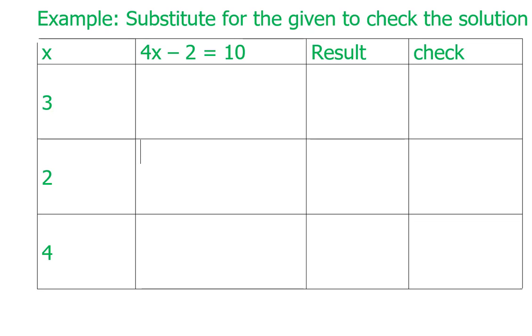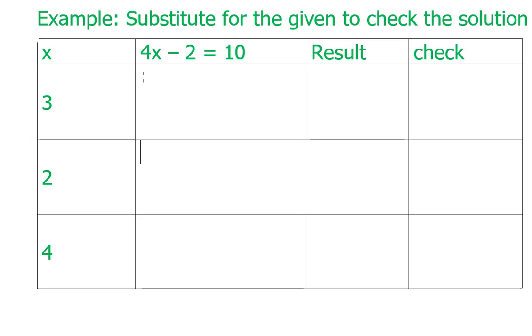As you can see, example 1 says use substitution for the given to check the solution. What solution are we checking? We're checking if x equals 3 is a solution for this equation, or x equals 2, or x equals 4. So now we will do one value at a time and see if that value is a solution for this equation. How do we do that? We will use direct substitution by substituting 3 wherever we see x, whether it's left or right.